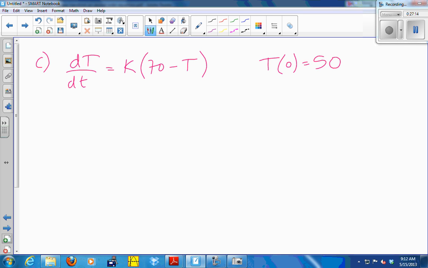Okay, so first thing, I have to solve this. So how do you want to do that? Separation of variables? Yeah, it only has T's on the right-hand side as the only variable, so that might work. T for temperature. So I'm going to divide both sides by 70 minus T. So I've got all my capital T's on the left and little t's on the right. Integrate both sides.